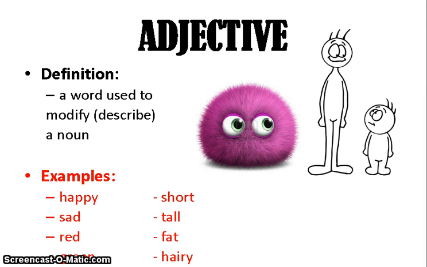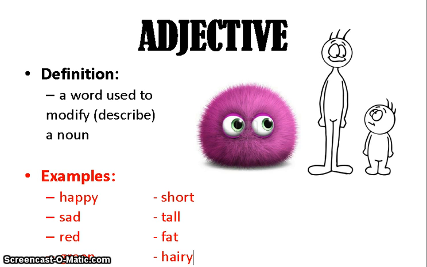Now, adjectives. Definition: a word used to modify or describe a noun. An adjective is basically one of an open class of words that acts as a describing word or phrase in a sentence that adds extra information to a noun. It is said to modify the meaning of its noun.